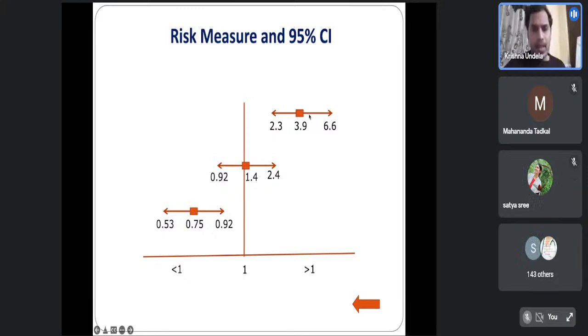So if something is starting from 1, the risk is starting from 1 actually, not from 0. We need to take the gap between 1 to 3.9. The gap between 1 to 3.9 is 2.9. So we can say 2.9 times more chance of getting the outcome.